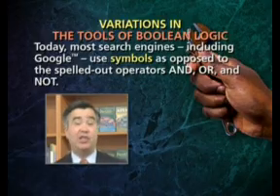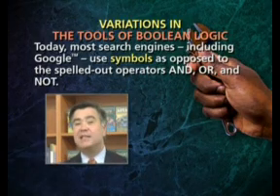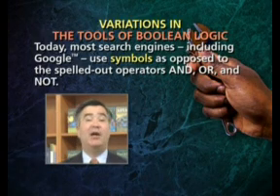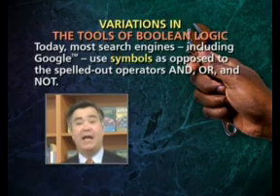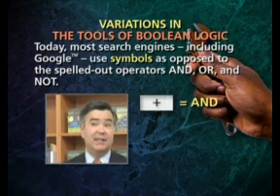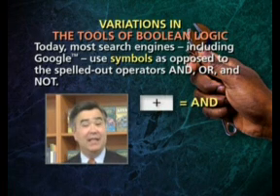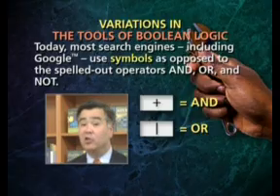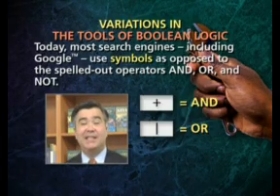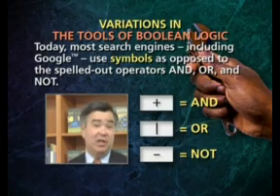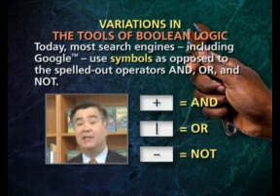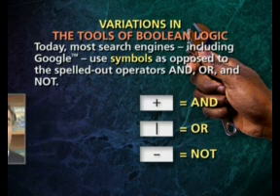Today, most search engines, including Google, use symbols as opposed to the spelled-out operators and, or, and not. The symbol plus is the equivalent of and. The symbol pipe, a vertical line which is called a pipe, is the equivalent of or. And the symbol dash, a minus sign, in effect, is the equivalent of not.